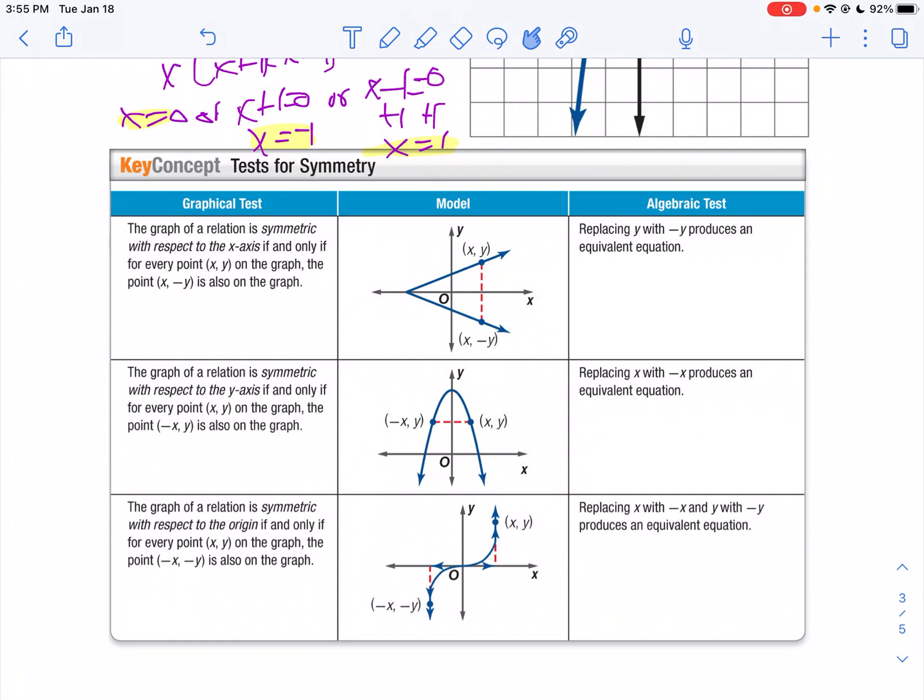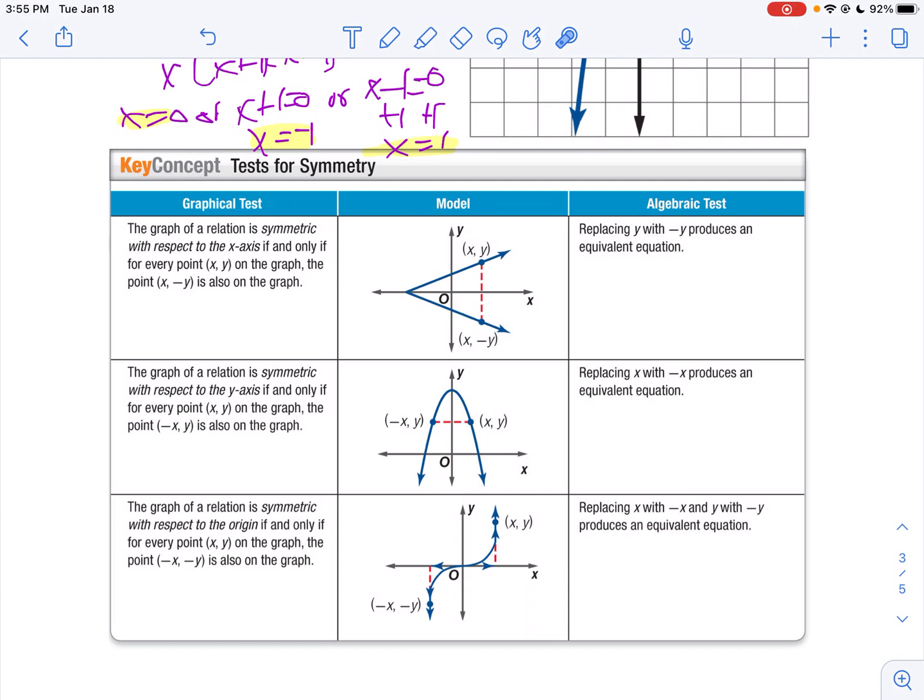Next, we're going to look at symmetry. Remember, symmetry means the same. We have line symmetry. So if it's symmetric with the x-axis, that means your graph is going to be the same above it and below it. That is, every point has a y value and the opposite of y value with it. When I look at it algebraically, if I replace y with negative y, I get the same equation.